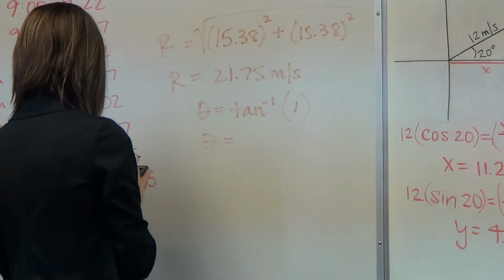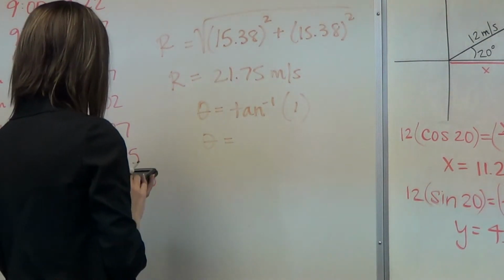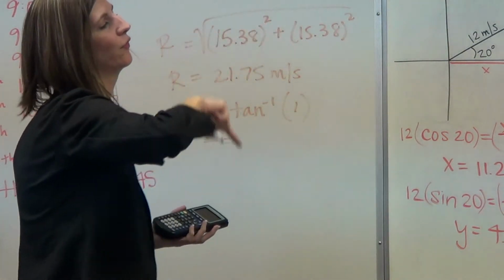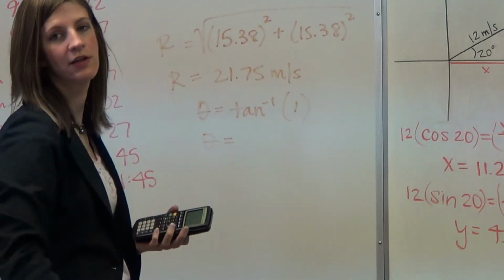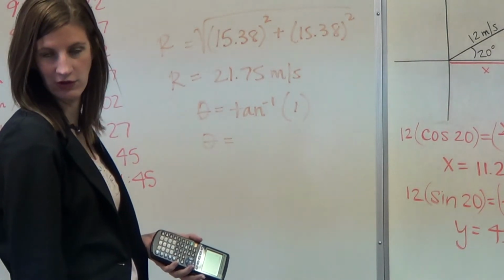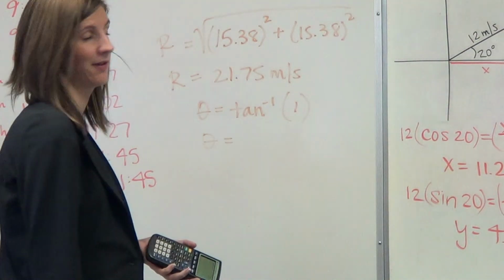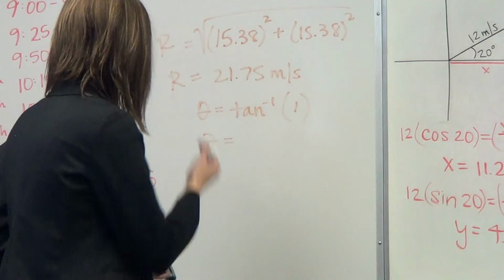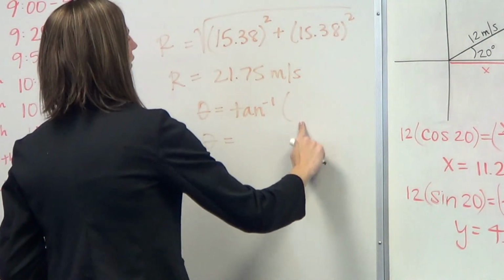Why is it one? Because it would be opposite over adjacent, and we said the opposite and the adjacent are the same, so if I divide them, then it will be 1. You could write 15.38 divided by.